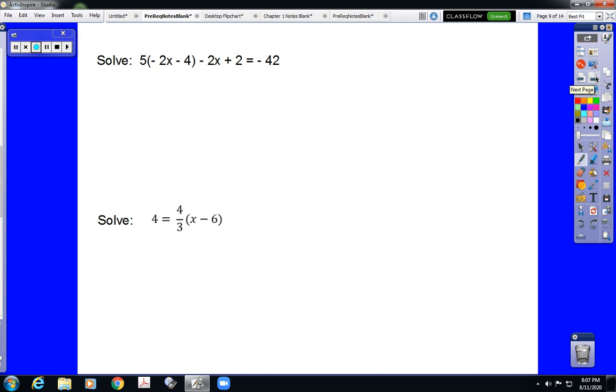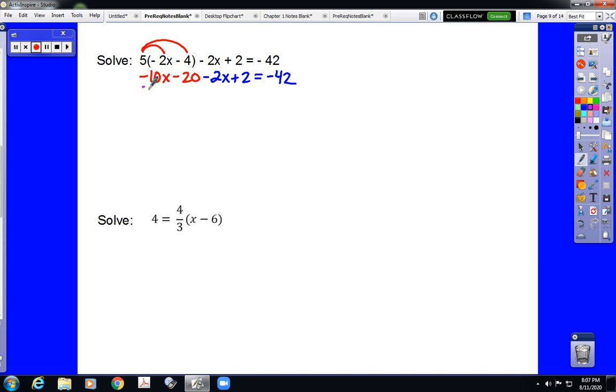Okay, so this next one is similar to the two we've already done, so we'll do this one very quickly. We're going to distribute the 5, which gives us negative 10x minus 20. We're going to keep everything else the same. Minus 2x plus 2 equals negative 42. We are then going to go in and combine like terms.